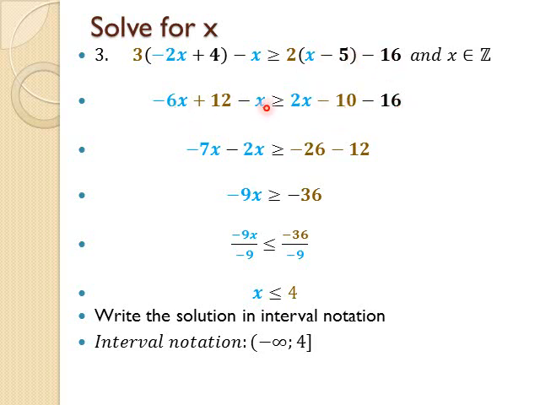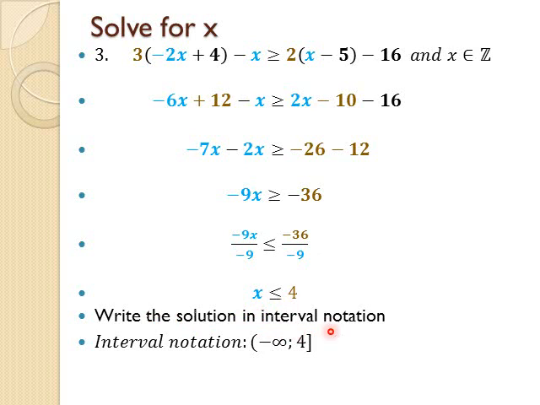Minus 6 minus x would give me minus 7x. 2x, if I take it across, would become minus 2x. Minus 10 minus 16, negative 26. If I take plus 12 over, it becomes negative 12. So I have a negative 9x greater or equal to negative 36. And minus 9x divided by the coefficient of x, negative 9. What I do one side, I do the other side, minus 36 divided by negative 9. So there, x less or equal to 4.